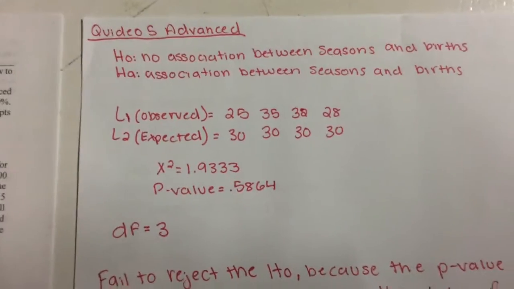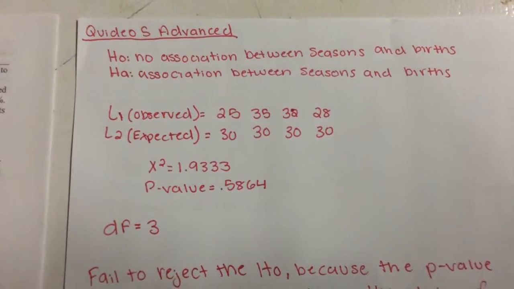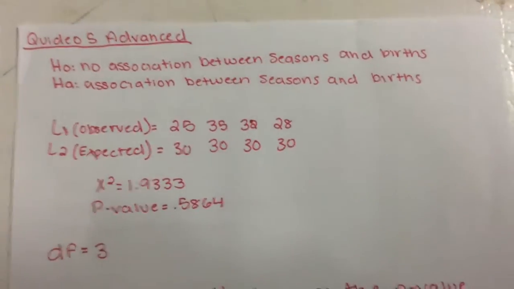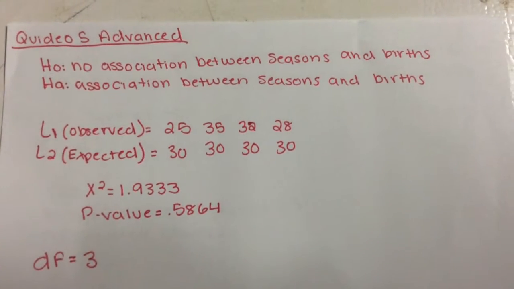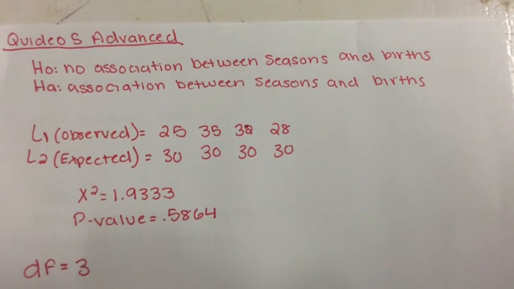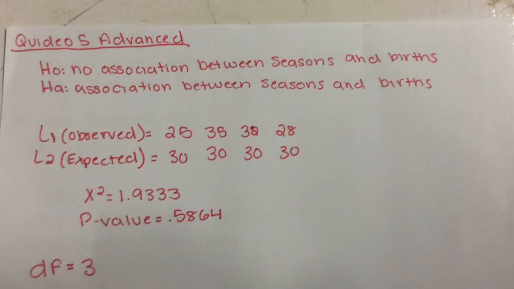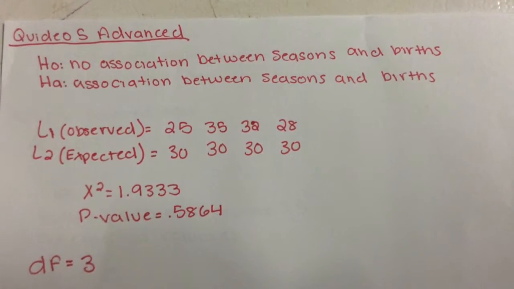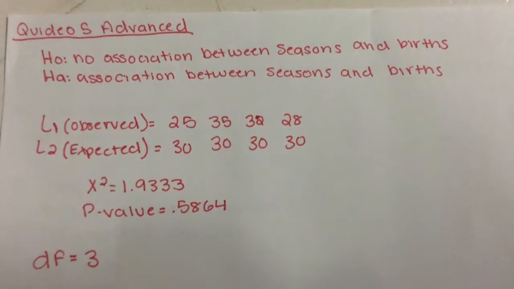Question A says, what are the null and alternative hypotheses associated with this question? So we're going to set up our H0 that there's no association between seasons and births, and our Ha is that there is an association between seasons and birth.